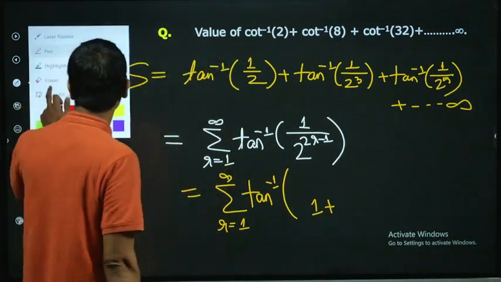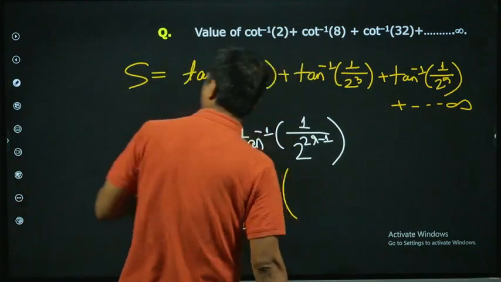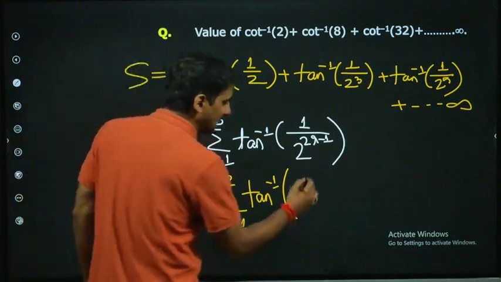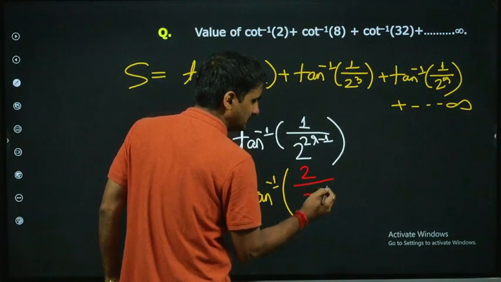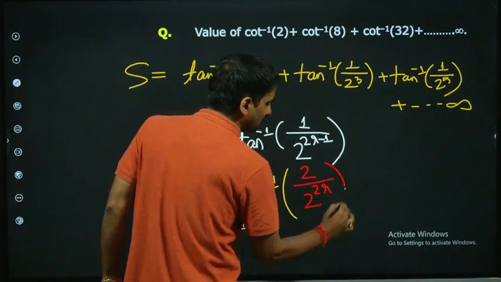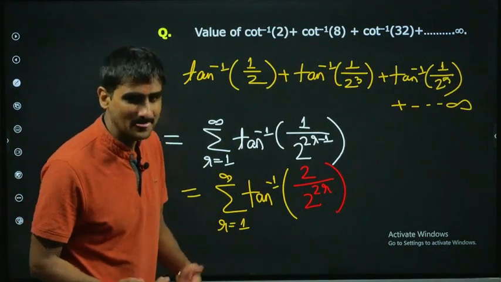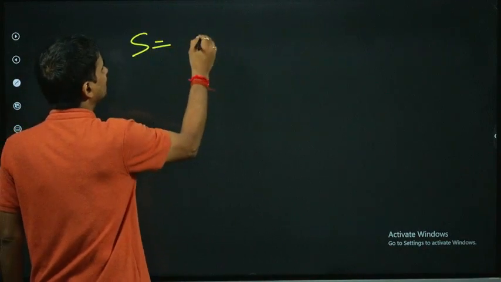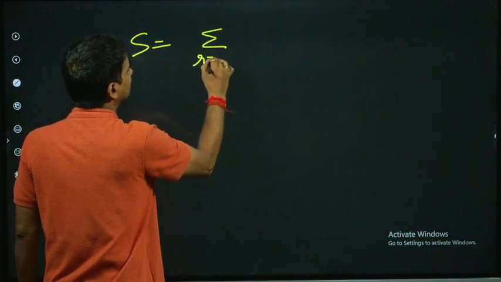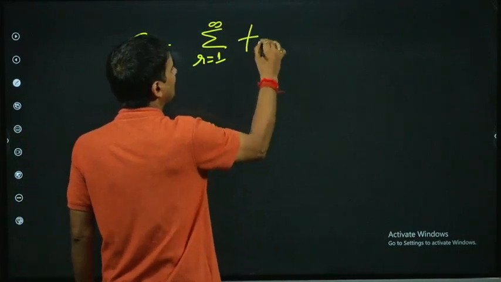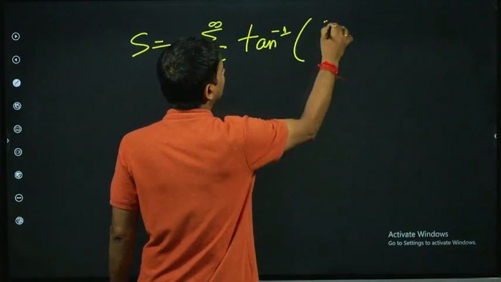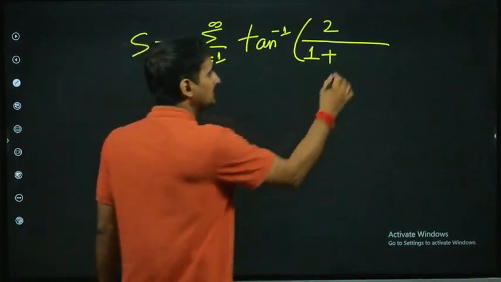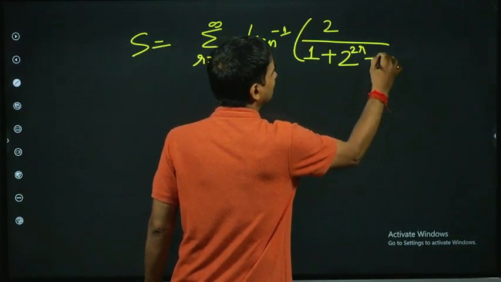So what I will suggest here is, before going for that formula, and to compare it with that formula A minus B upon 1 plus AB, I would like to multiply and divide by 2 within the inverse function to get 2 upon 2 raised to the power R. Why? So that you can understand in the next step. So therefore S is this summation when R goes from 1 to infinity. Now add 1, because to apply that formula I need 1 plus A into B. Since you added 1, you have to subtract, and that's what I was saying.